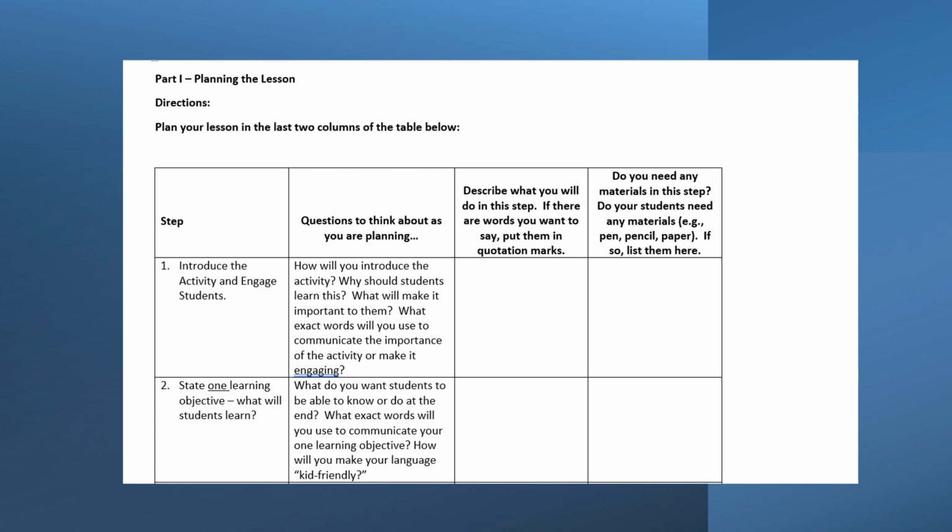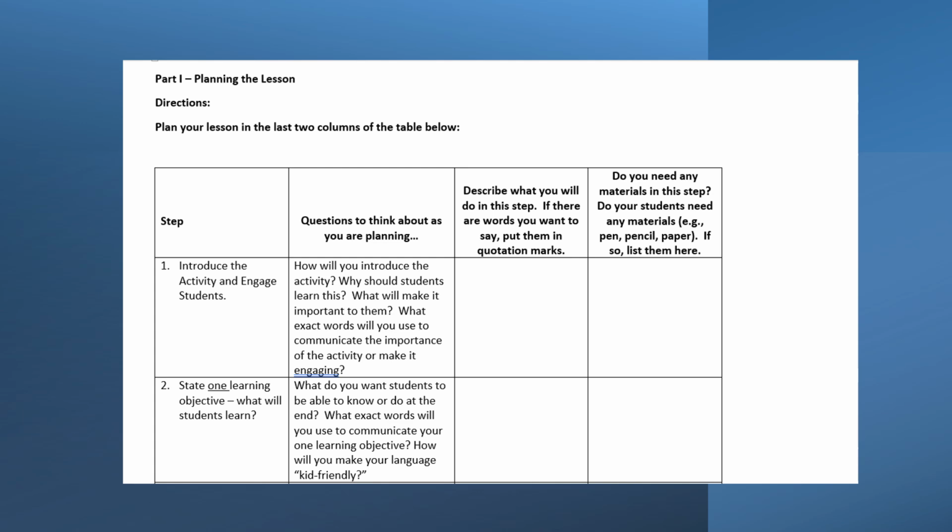In the column that says describe what you will do in this step, you have a choice. You can type in quotation marks the exact words you will use, or you can generally describe what you will be doing. The last column is to say, do you need any materials? Would the students need pens, paper, pencil? And if so, for each step, list them.